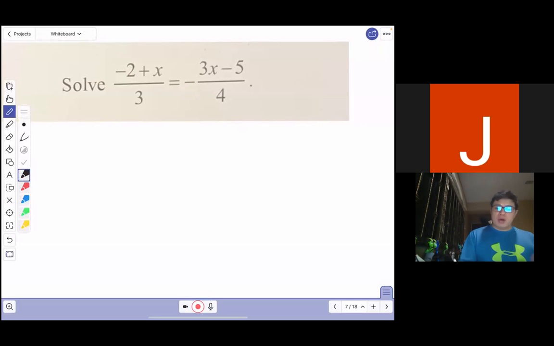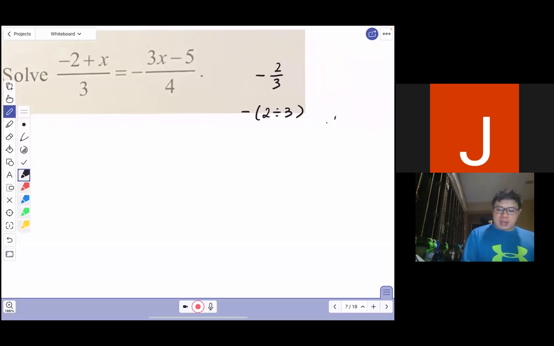Now in general, if you have, say, a over b, for example 2 over 3, if I were to put a minus sign, this is just the same as the negative of 2 divided by 3. It's also the same as if I were to put negative 2 at the top, which is negative 2 divided by 3. If I were to put the negative sign at the bottom, that is 2 divided by negative 3, which is also negative 2 divided by 3.